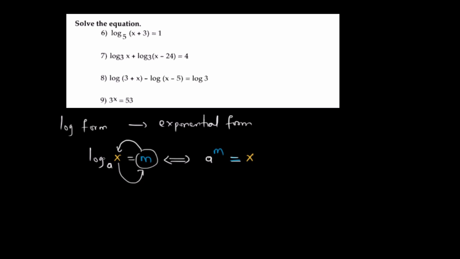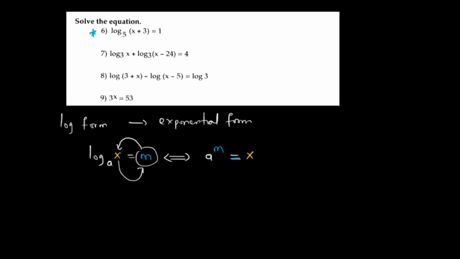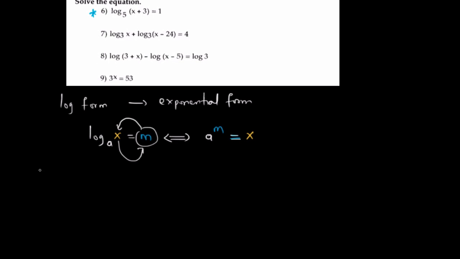So in other words, in the process of changing the logarithm form to exponential form, the powers on the other side of the equation change places. That's a very good way to remember it. Now let's go to the question. The very first question we have here is the log of x plus 3 to the base 5 equals 1. I'm going to write that down. So that is 6. The log of x plus 3 to the base 5 equals 1.